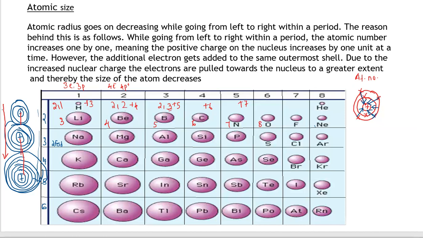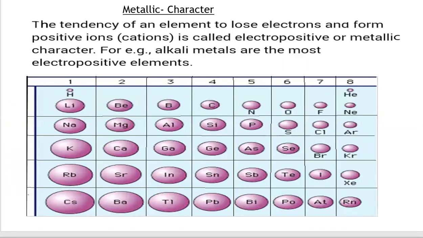Now, next is about metallic character. Last one. Metallic character and non-metallic character. We know metals are said to be electropositive. Why? Because they can easily lose their electrons and become positively charged ions. We know that in the first group, the number of electrons in the outermost shell is 1. It is very easy to lose the 1 electron. The second group consists of 2 electrons in the outermost shell.